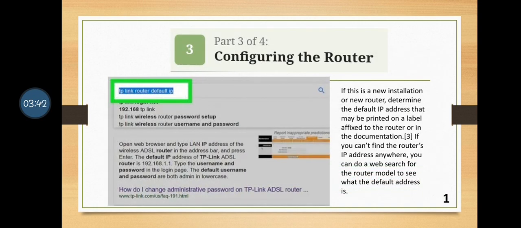Number 3. Configuring the router. If this is a new installation of your router, determine the default IP address that may be printed on the label affixed to the router or in the documentation. If you can't find the router's IP address anywhere, you can do a web search for the router model to see what the default address is.